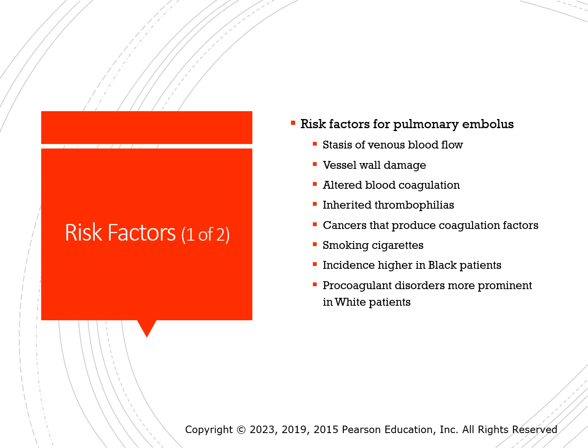What are the risk factors? The risk factors for pulmonary embolism are similar to those for DVT and include stasis of venous blood flow, vessel wall damage, and altered blood coagulation. Inherited thrombophilias and certain cancers that produce coagulation factors make clot formation more likely.